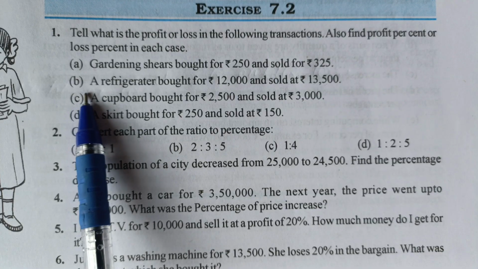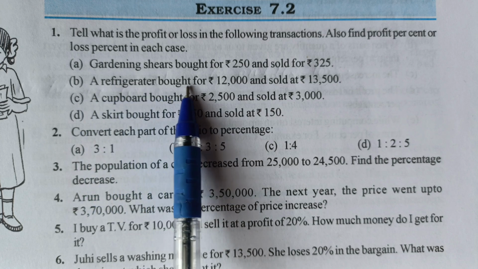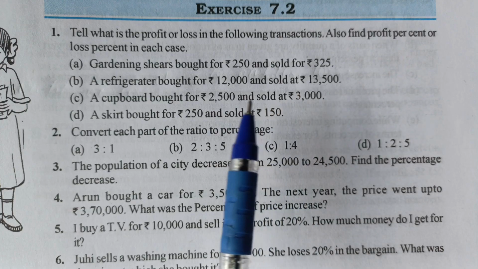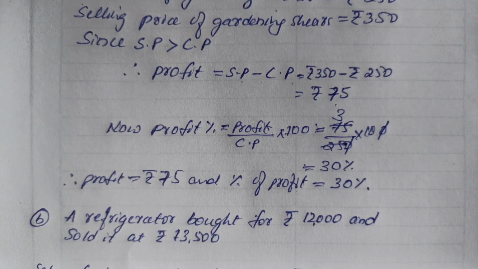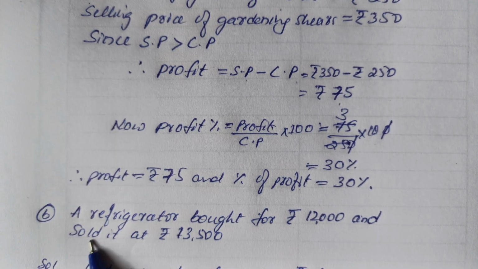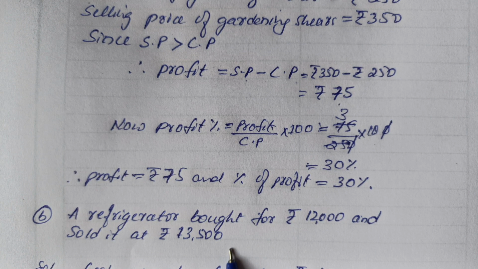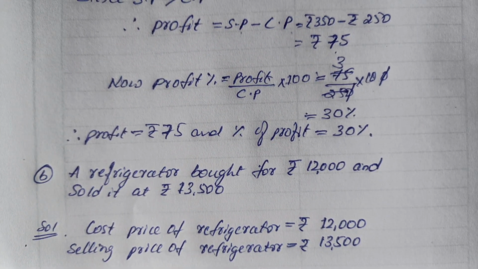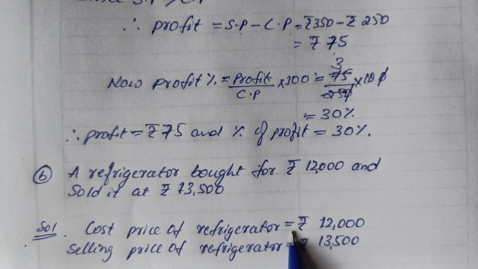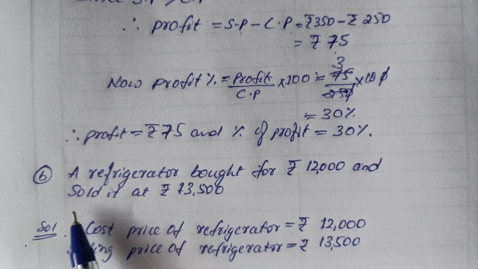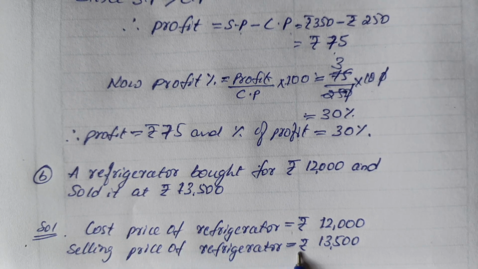Now second one, B part, that is a refrigerator bought for rupees 12,000 and sold at 13,500. Let's solve this one. A refrigerator bought for rupees 12,000 and sold at rupees 13,500 is given. So let's write down what is given. Solution. Cost of a refrigerator is rupees 12,000 and the selling price is 13,500.